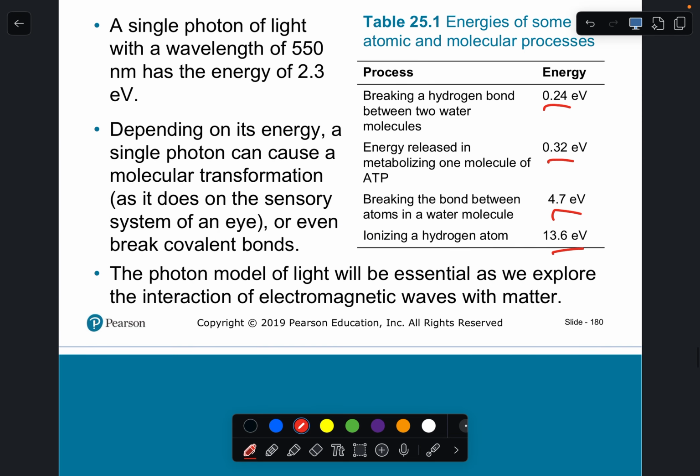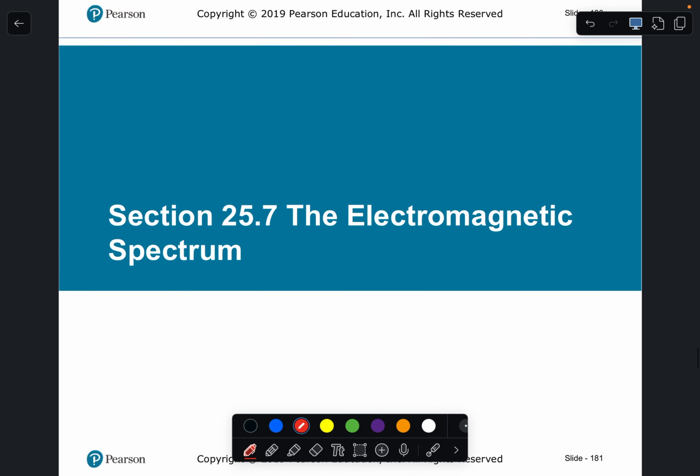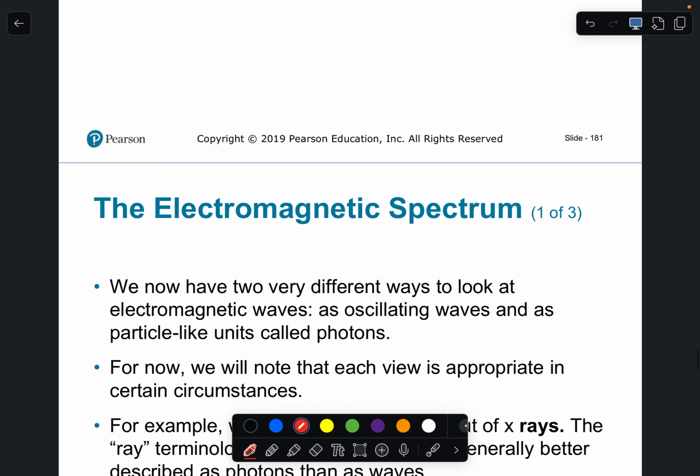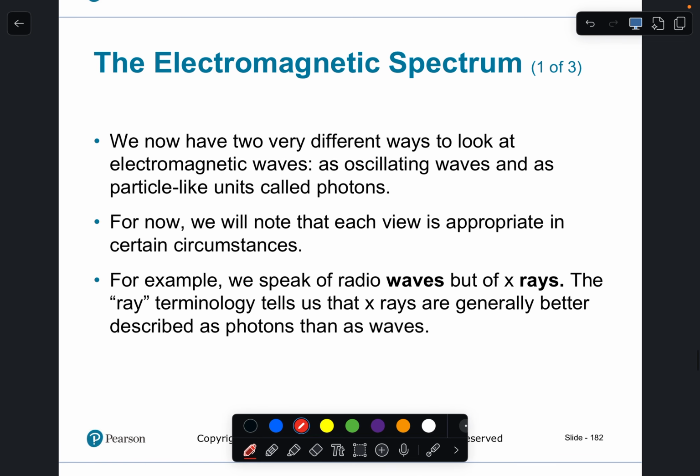So this is like a spectrum. The last thing we're going to talk about is the electromagnetic spectrum. Let's talk about all the different types of electromagnetic waves and how they are related to each other. We looked at AM, FM. Now we're going to look at X-rays. We have two different ways to look at the electromagnetic spectrum. They can behave like particles, they can behave like waves.